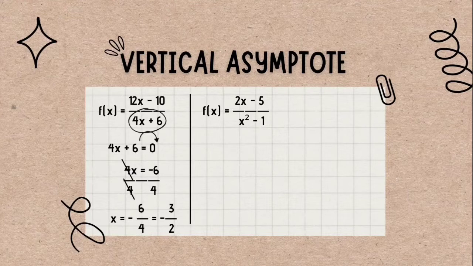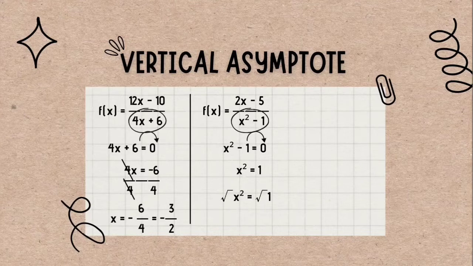F of x is equal to 2x minus 5 over x squared minus 1. So, let's solve for the denominator. X squared minus 1 is equal to 0. So, ililipat natin ang negative 1 sa right side. So, now it is x squared equals to 1. So, meron bang number na pwede natin i-divide sa kanilang dalawa? Wala. So, hahanapin natin ang square root nila.